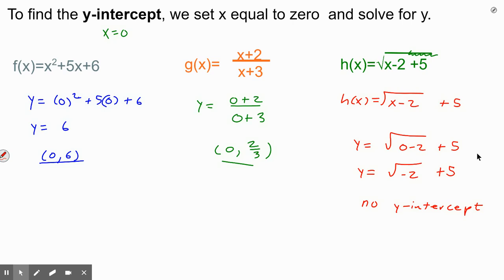So to find our x-intercept, let's review. We plug in 0 for y, and we do our calculations. Same thing for the y-intercept. We plug in x equals 0 and work it out.